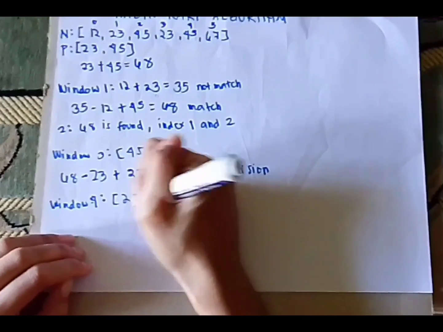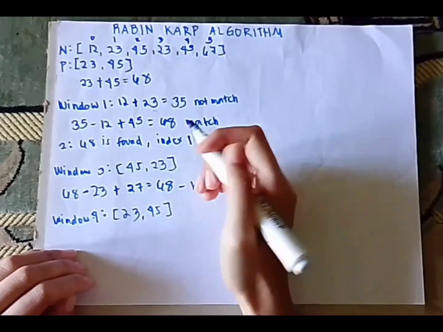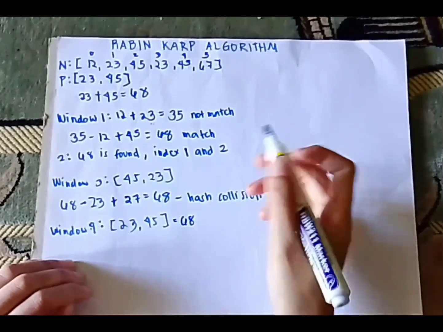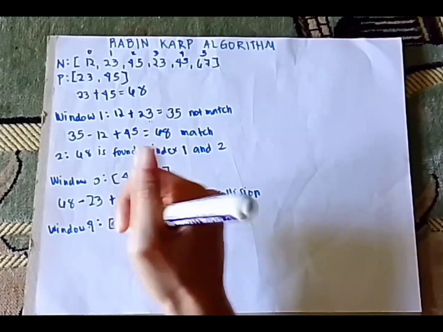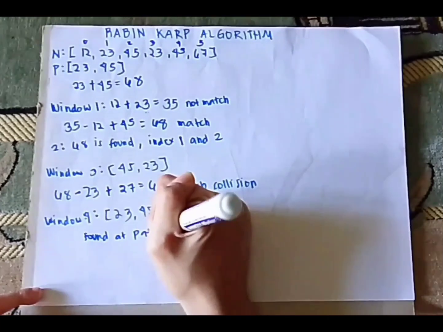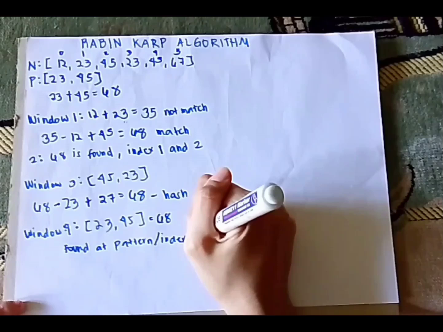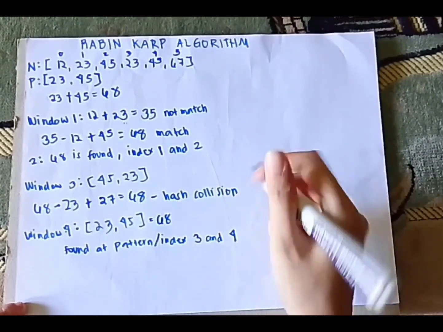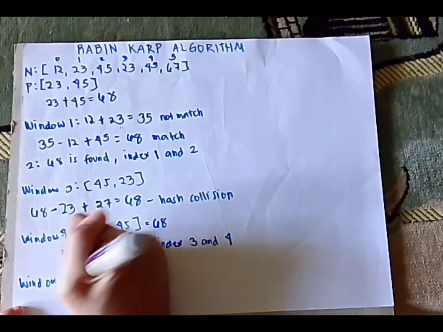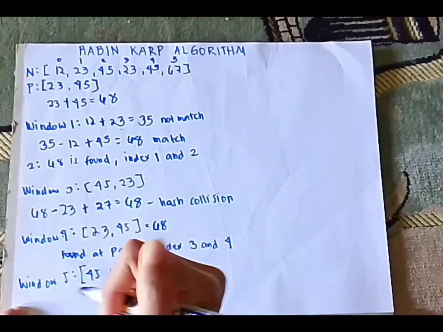So this 68 is called a hash collision. We will proceed to our window 4, which is 23 and 45. The result of this window 4 is 68. So let's confirm it. It says that 68 is found at pattern or index 3 and 4. So the count of this is 2, because in our second window we found the 68, and in our window 4 we also found the 68.